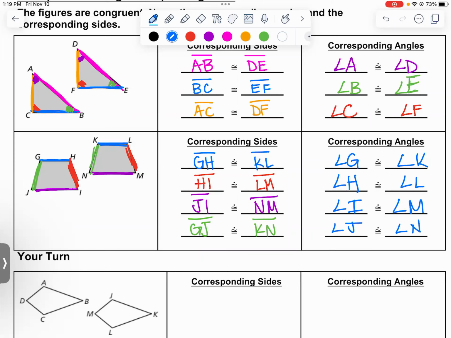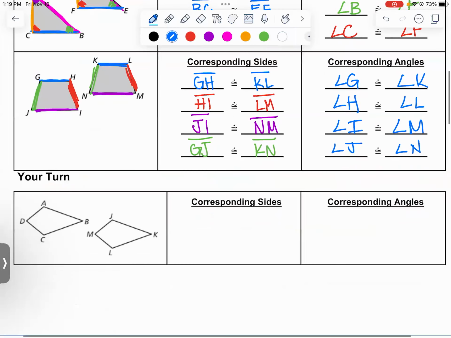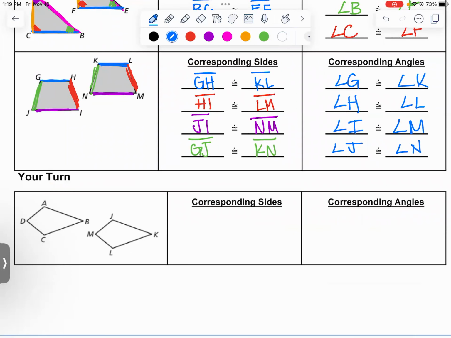Okay, so now what I'd like you to do is go down to the bottom here, and I want you to match up the corresponding sides and corresponding angles. Since there are 4 sides, how many congruent statements are you going to have? You better have 4. What about for your angles? You better have 4. Make sure you draw the congruent symbols for each of them.